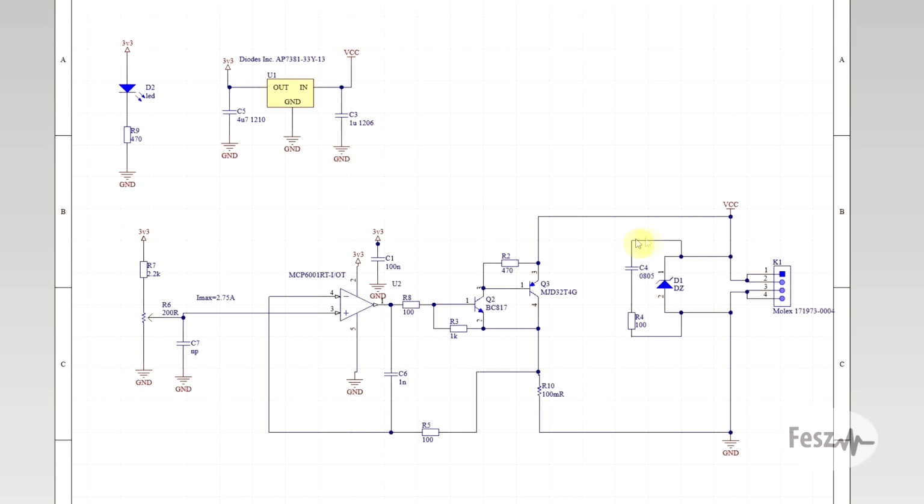So first, I left room for a RC snubber. This can be helpful if the circuit is driving long wires, so this should suppress oscillations to some extent at least. Now, I did not assemble this, but it is foreseen.